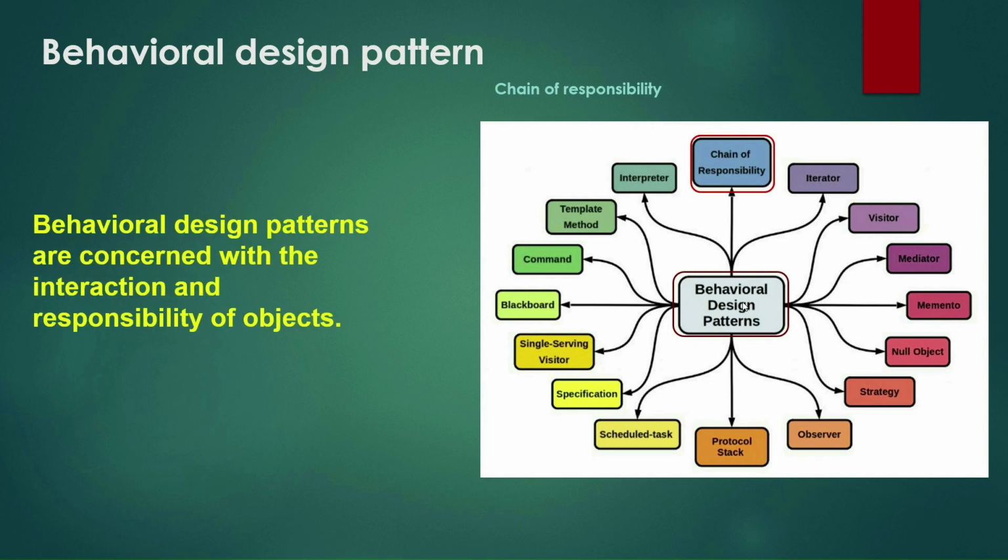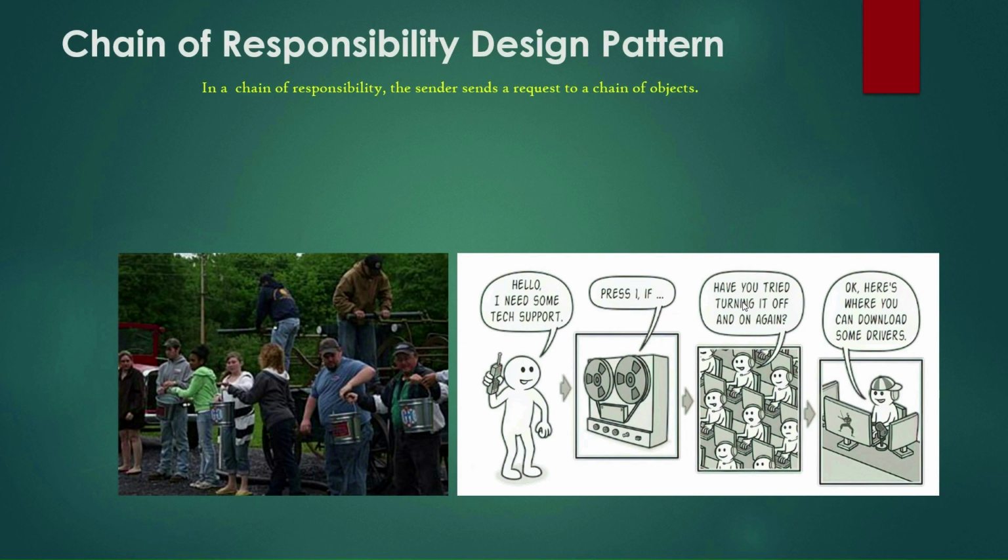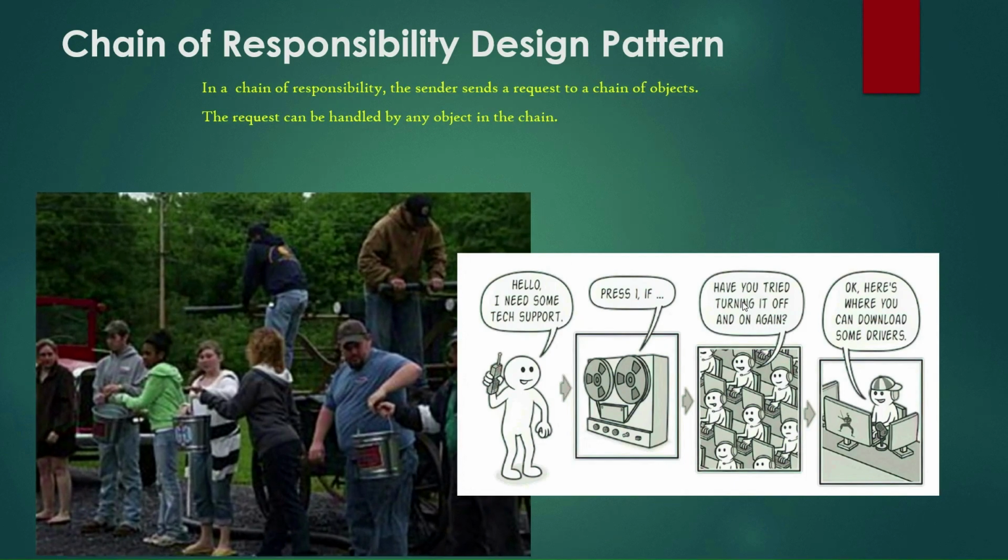Behavioral design patterns are concerned with the interaction and the responsibility of the objects, right? In a chain of responsibility, the sender sends a request to a chain of objects. Here we see that each and every person is considered an object. When the sender sends a request, just consider this bucket as the request.